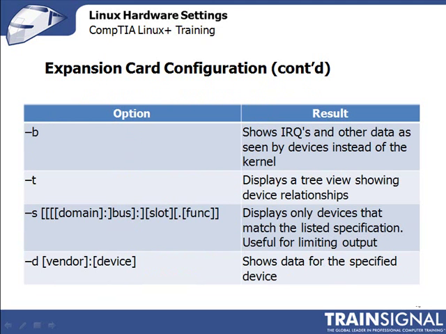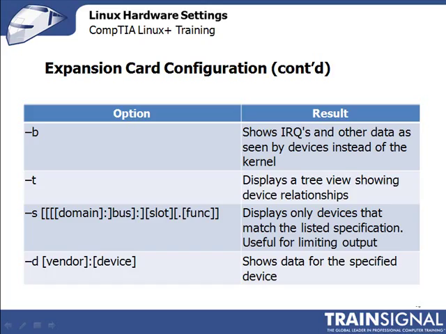Continuing with options for the lspci command, up next we have -b, which shows IRQs and other data as seen by devices instead of the kernel. -t employs the use of a tree view to show device relationships. -s, you'll notice, has a bit of a different syntax. This will display only devices that match the indicated specifications.